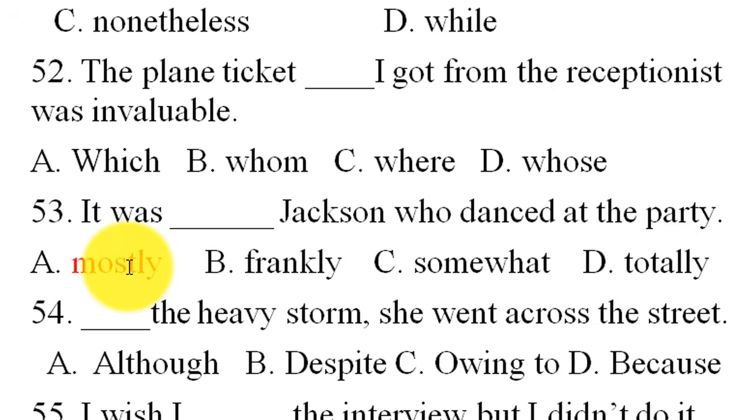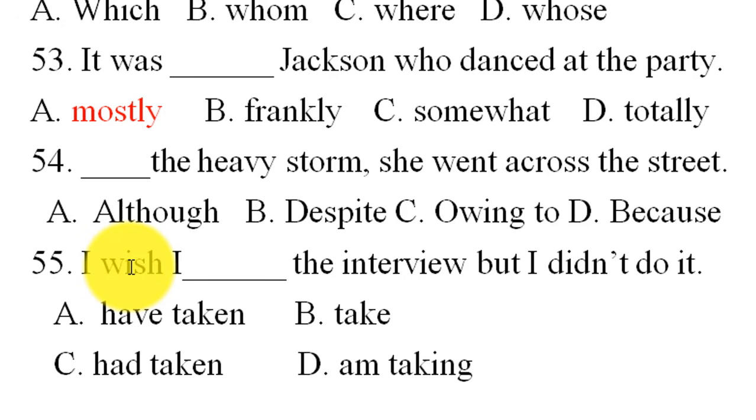ስለዚህ ይሄን እንጠቀማለሁ። አድቨርቦችን እንድታው ይሆናል ማለት ነው። Blank the heavy storm she went across the street. Yeah, she went across the street. Yes, the heavy storm, right? She went across. ሁለቱም ተቃራኒ ሐሳቦች ናቸው። Although the heavy rain was... the heavy rain. This is a kind of phrase, yeah? The heavy rain, no clause አይደለም ይሄ. So this is not the answer. Owing to the heavy rain reason አይደለም because the heavy rain አይደለም። ስለዚህ ማን ነው መልሳችን? Despite the heavy rain. What does despite the heavy rain mean?